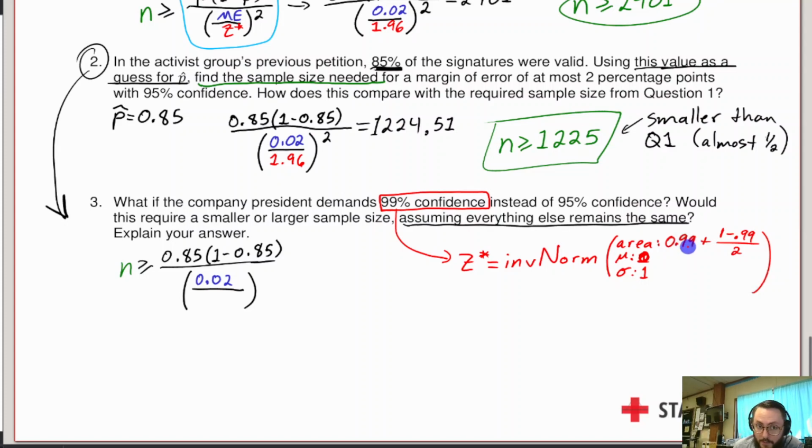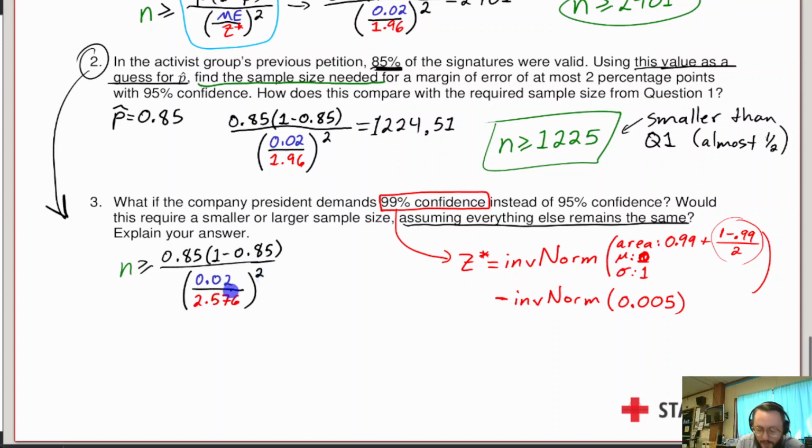We could also simply remember that because it's symmetric, we could use negative inverse norm. For our area, we just use 0.005, which will give us 2.576. Sorry, that should be squared there, I believe. Let me double check. Yep, 2.576. There we go.